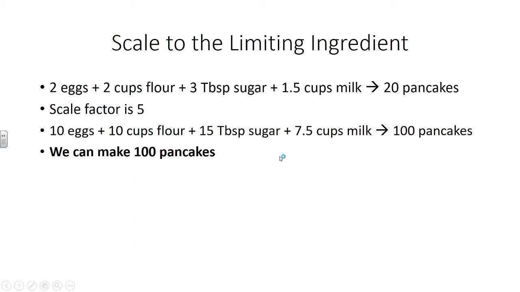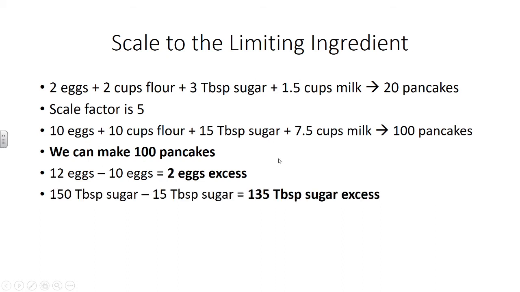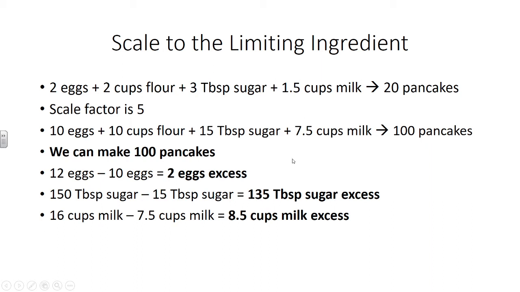Now what about the other question, which is ingredients in excess? Well, the recipe called for 10 eggs. Once we scale it up, we have 12 eggs, so 2 eggs excess. Recipe will use up 15 tablespoons of sugar, so subtraction tells us we have 135 tablespoons excess, and then the same process for milk. So to get the excess ingredients, we do a little bit of subtraction, and then we find out how much we have left over.